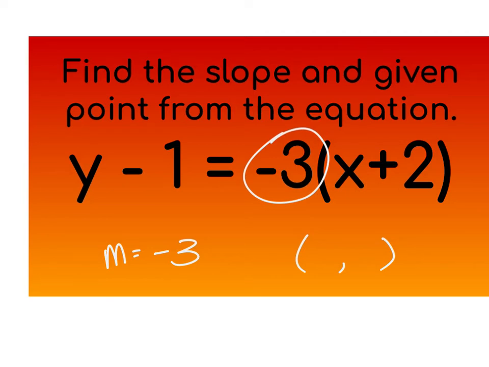Now the point is a little tricky because we have to take it out of the equation. This is the x. This is the x value. This is the y. It's opposite of what it is in the equation. So here this is a +2. When you take it out, it becomes a -2. It's opposite.